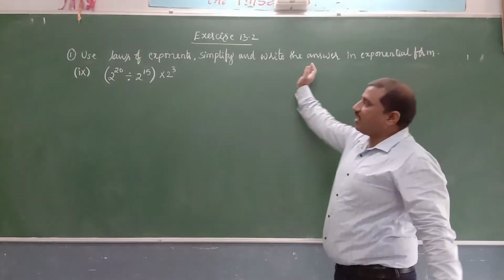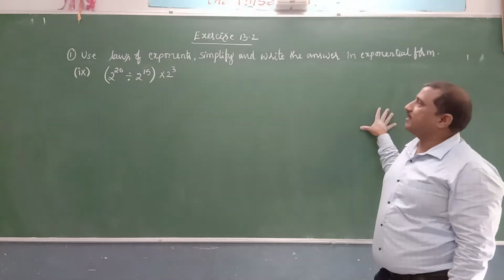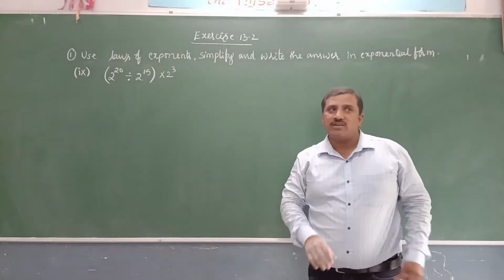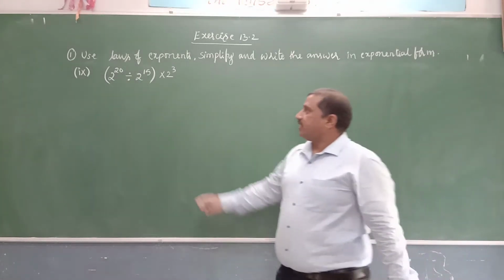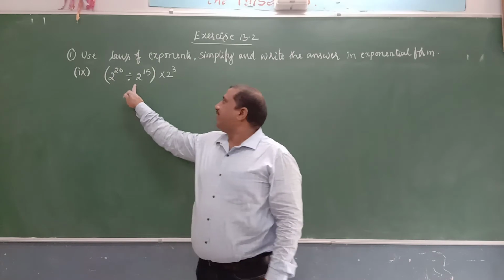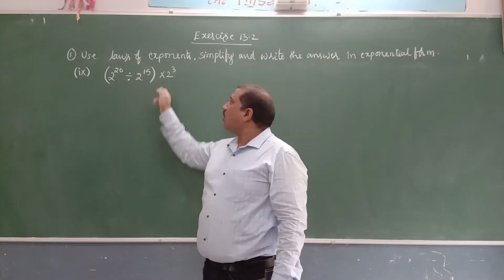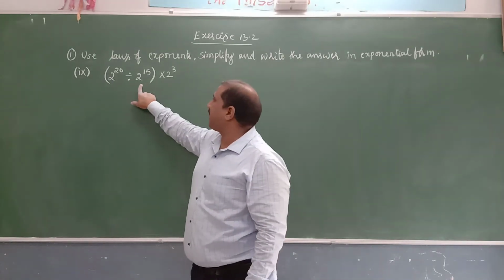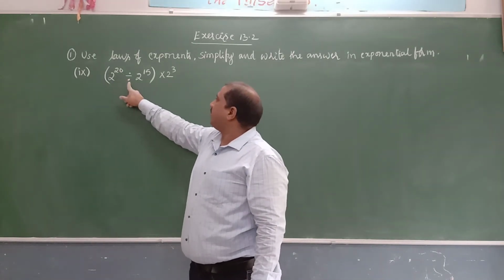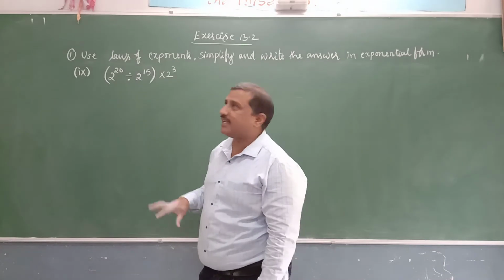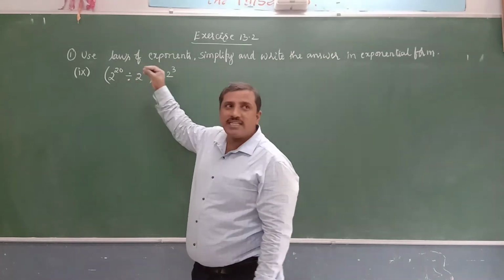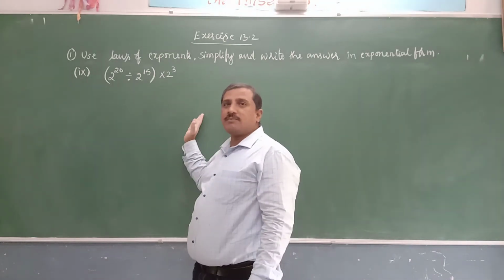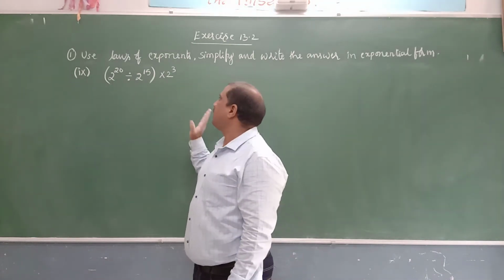Now you see laws of exponents. Same question: simplify and write the answer in the exponential form. The ninth question we will discuss here is 2 to the power of 20 divided by 2 to the power of 15 whole into 2 to the power of 3. See here inside we have the bracket, 2 to the power of 20 divided by 2 to the power of 15. So this is by using the BODMAS rule. First you simplify inside the bracket, then you simplify the other part of the problem.